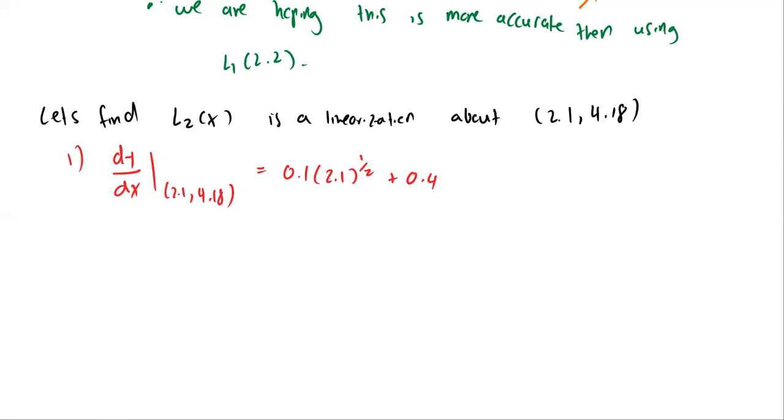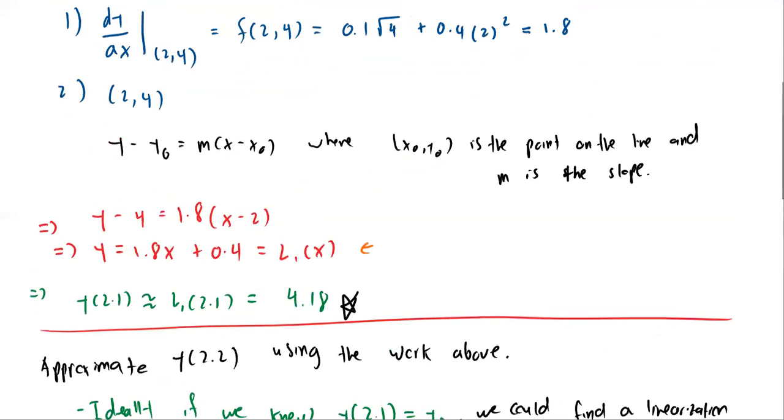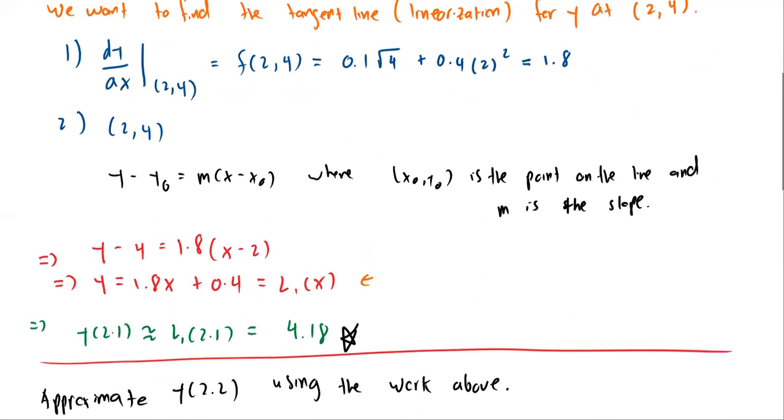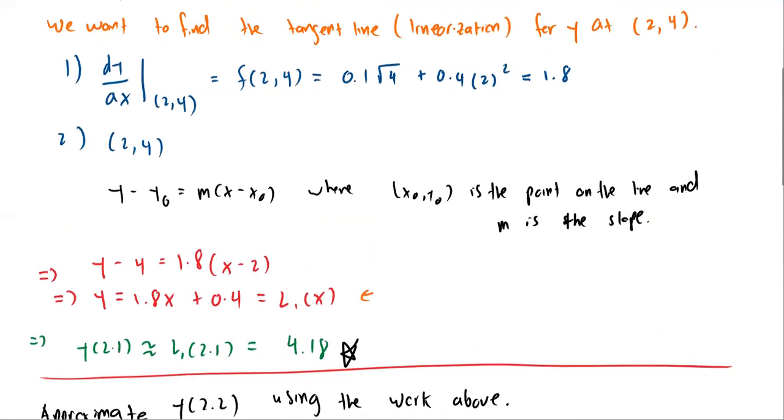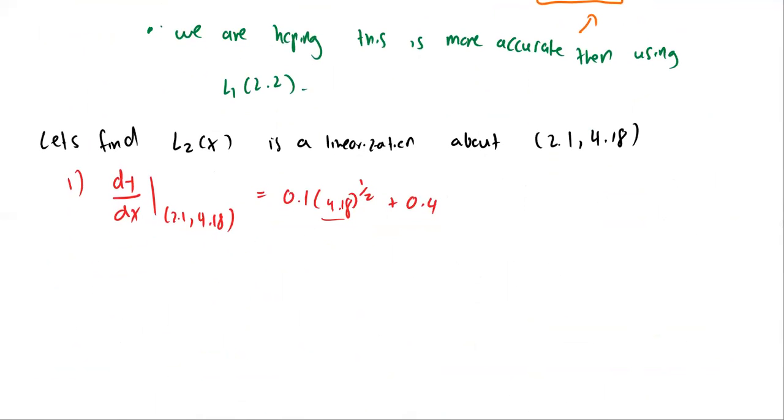Wait, no, this is the y value, right? So it should be 4.18. Did I make the same mistake before? Okay, no, I did it right before. So this is the y value, right? For some reason I put the x coordinate. So it's 0.1 times 4.18 to the 1/2 plus 0.4 times x squared. So here we put the x coordinate.